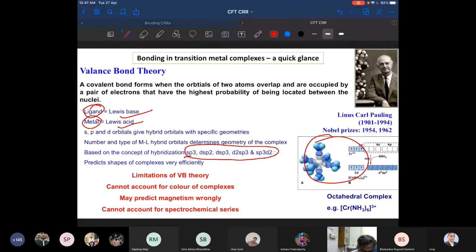right? So number one is that it cannot account for the color of the complexes. Another one is that the magnetic property is predicted wrongly. And as I said, the spectrochemical series cannot be accounted for, right? I'm not going to explain it further.